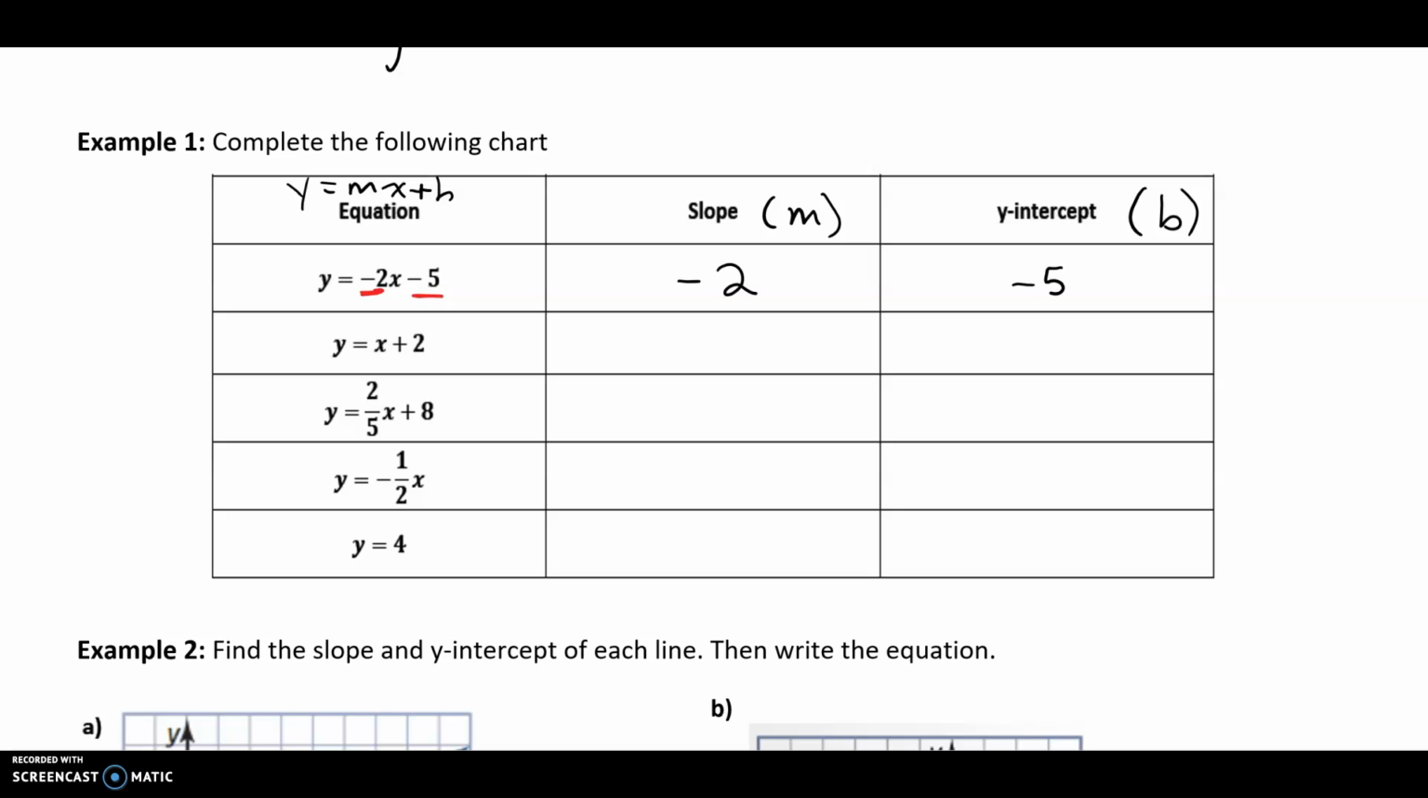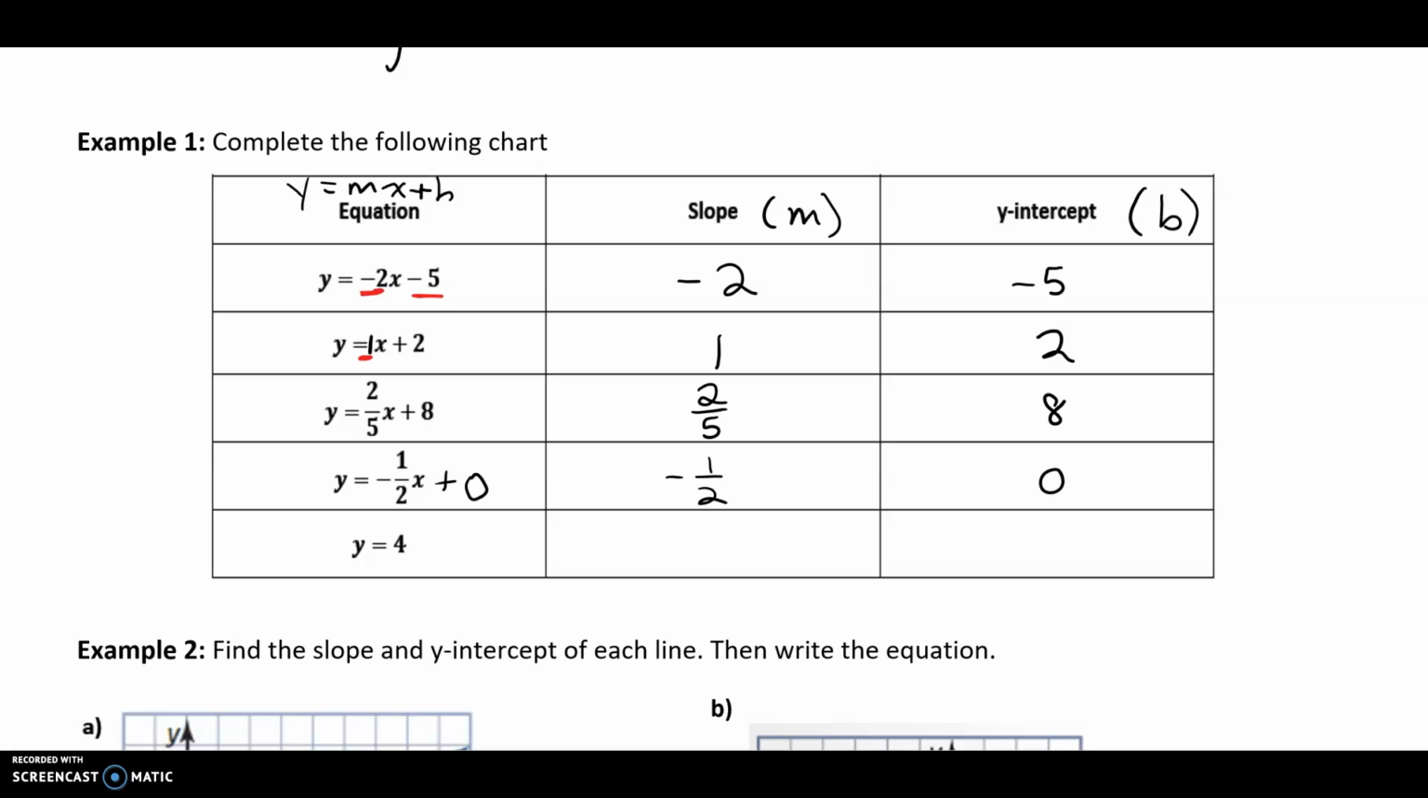In the next equation, there is no number being multiplied by the x, but we know that there is an invisible 1 there. So my slope is 1, and my y-intercept would be a +2. For the next one, my slope is 2/5, and my y-intercept is 8. For this question, I can see my slope is a -1/2, and I don't have anything being added or subtracted, so that would be like a +0. So I know my y-intercept would be 0.